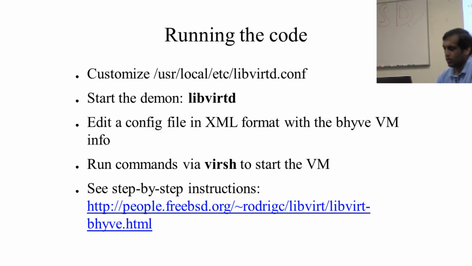So what do you do? How do you run this stuff? To run the code, after you've installed the port, you customize libvirt-d.conf, and then you start a daemon called libvirt-d. Then you edit a config file, which is in XML format, with the information about your bhyve VM, and then you run the commands from the virsh shell to start the VM.